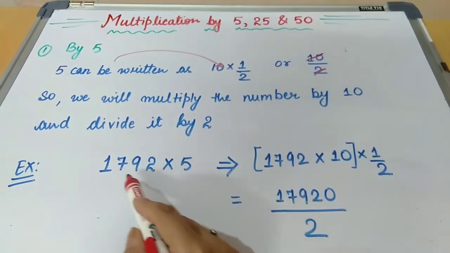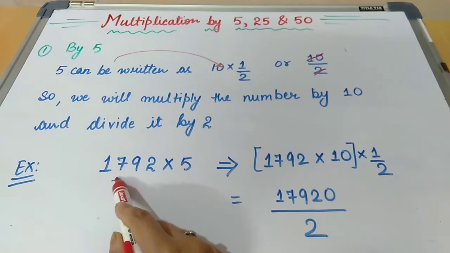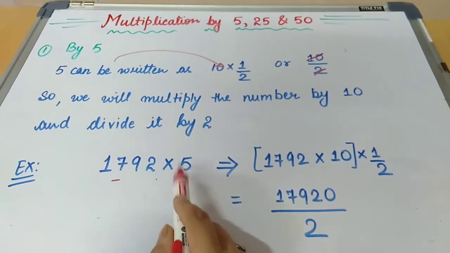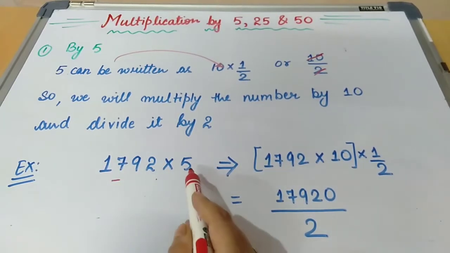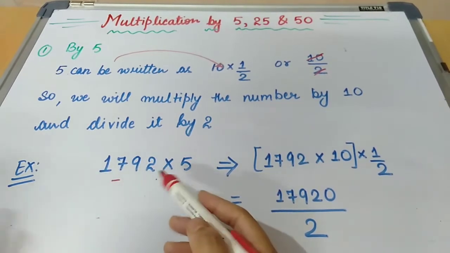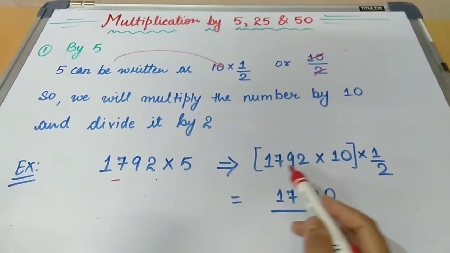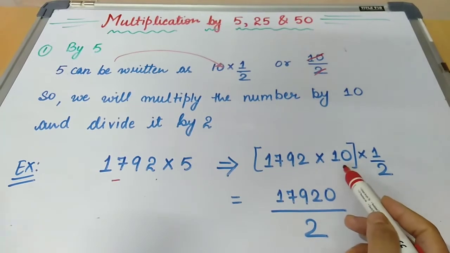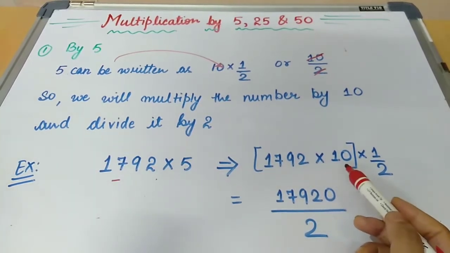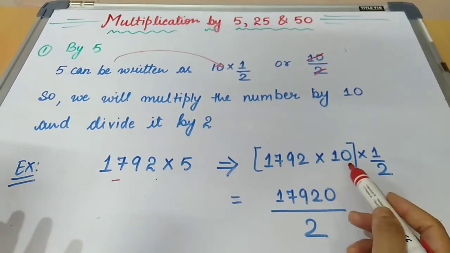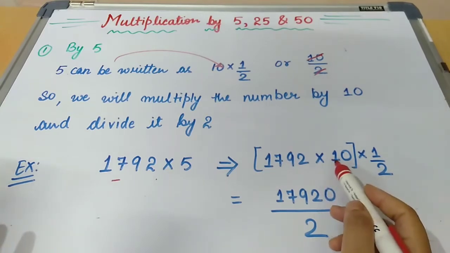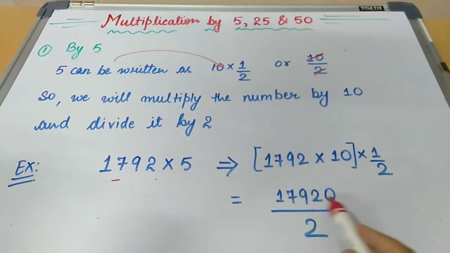See the example over here. Here the question is 1792 is multiplied by 5. So you would have to read the table. Instead of that, you can just directly multiply it by 10. We have already learned how we multiply by 10. So we will just add the 0 at the end and multiply by the number. So I have multiplied, and we will divide it by 2. Okay, so now how can we divide? See, we will read the table.